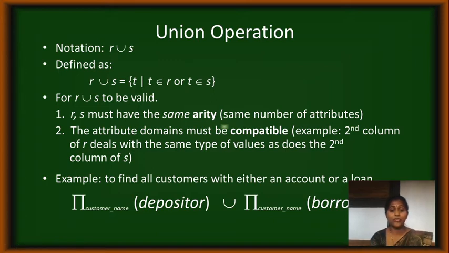Thus we can perform the union to find customers with either an account or a loan. So how do we perform it? See, for example, a list of customers is there in the depositor table, and some of them have borrowed a loan. The same customer name is there in the borrower table. Then what I do is project only the customer name and combine the depositor and borrower together. So whatever customers I have, I will get them by this query.